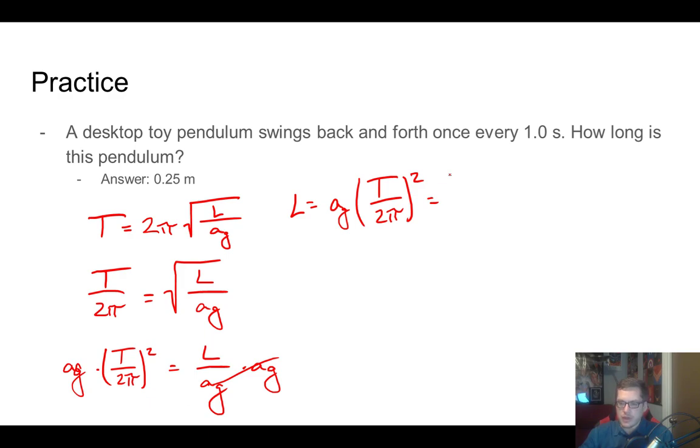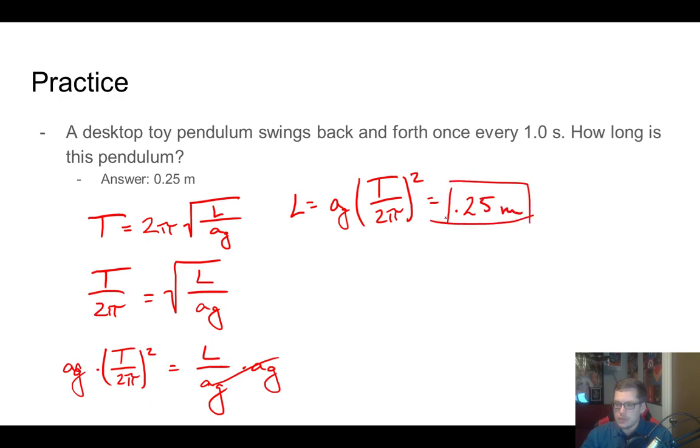All right, so let's see what we get here. Let's see if we get 0.25. So 9.81 times, and our period is 1 divided by 2 pi, squared, and we get 0.24849. Okay, and we want 2 sig figs because the period is only 1.0 seconds, so we get 0.25, and since we did everything in SI units, our L is in meters, so 0.25 meters.